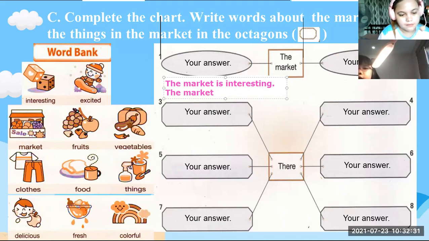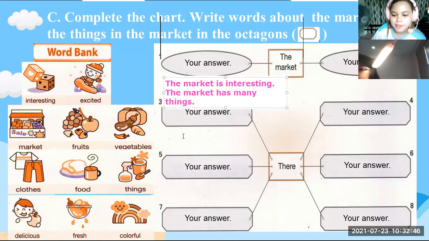The market is very thin. No, that's wrong. We can say the market has many things, okay? Has many things.